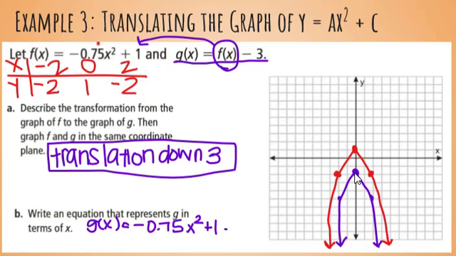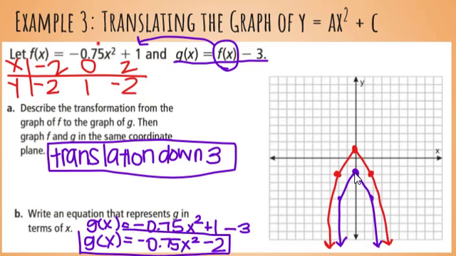And now I'm going to bring down that minus 3. So now I just need to combine these terms here. So I'm going to get g of x is equal to negative 0.75 x squared. And then when I combine like terms, 1 minus 3 gives me negative 2. So this is our g of x equation in terms of x.